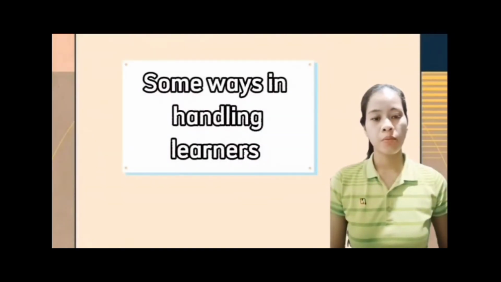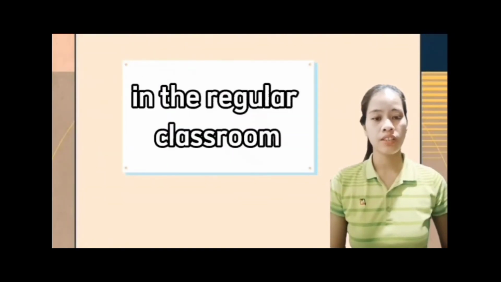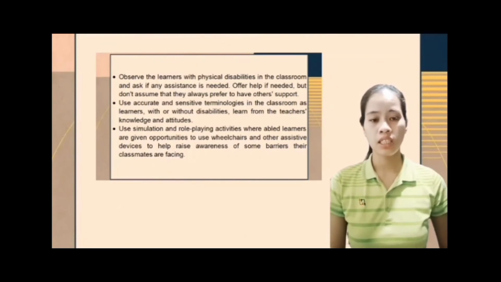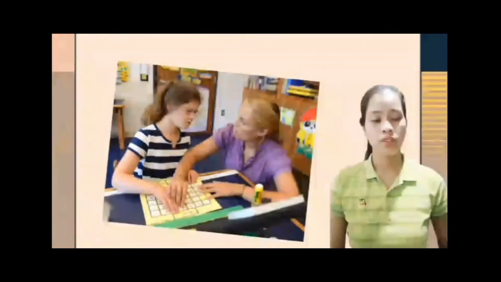Here are some ways in handling learners in the regular classroom. Observe the learners with physical disabilities in the classroom and ask if any assistance is needed. Offer help if needed, but don't assume that they always prefer to have other support.